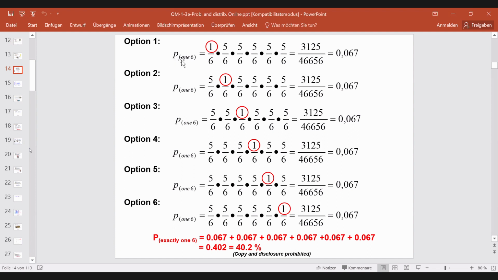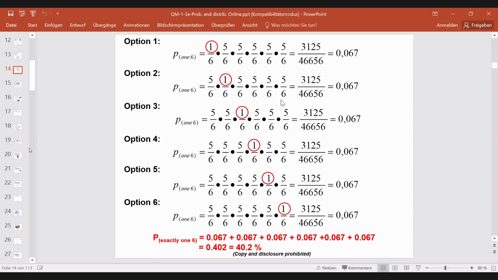Now it can happen that you get option 1 or option 2 or option 3 or option 4. It is every time "or". It can only be that it is option 1 or option 2 and so on. So you have to do an addition of the single probabilities, and then the probability to get one six in six throws is 40.2%. So this is an example for an application of the multiplication rule.